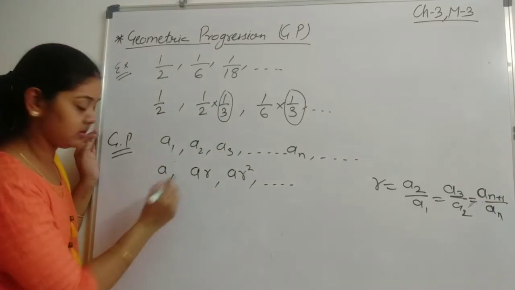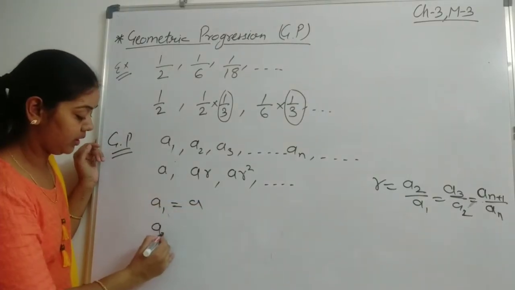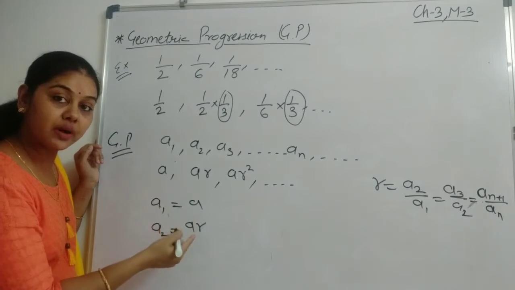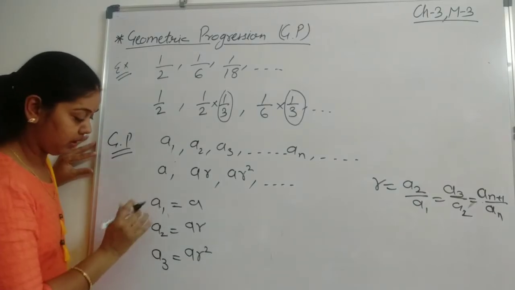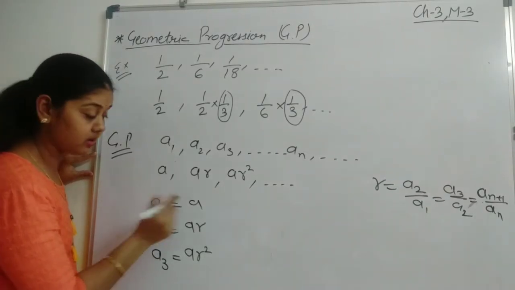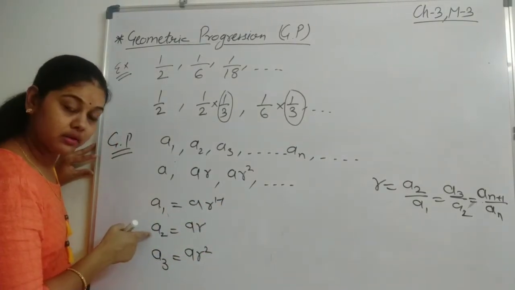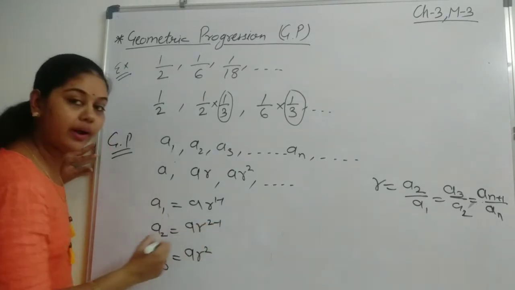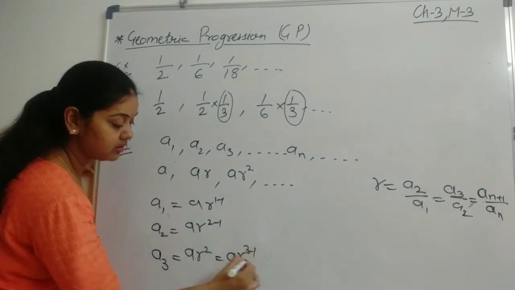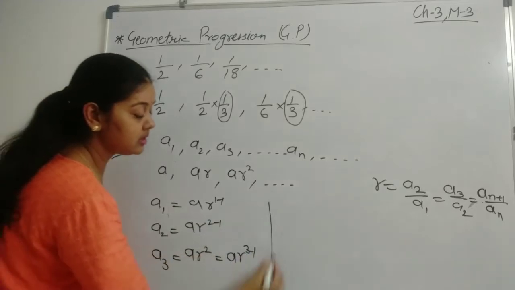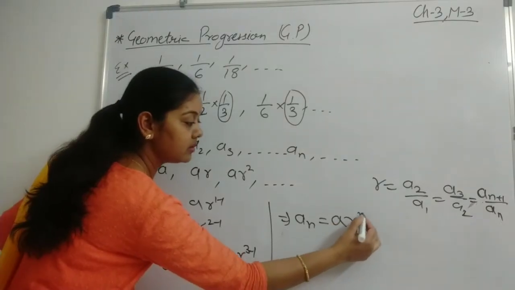Now what is the nth term of this progression? Look at here. A1 means a. A2 means a r raised to power 1. A3 means a r raised to power 2. Now relate it with the index. For 1, I can write a r raised to power 1 minus 1, that is a. For A2, it means a r raised to power 2 minus 1. A3 means a r raised to power 3 minus 1. In this process, the An will be a r raised to power n minus 1.